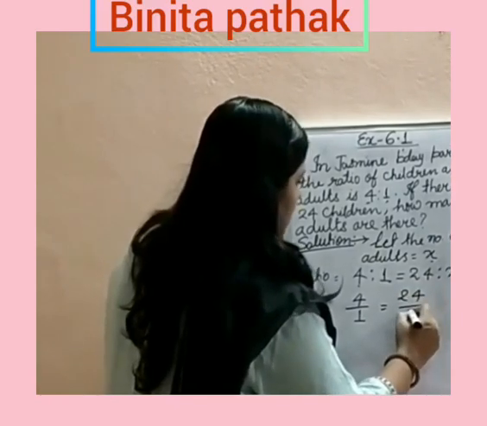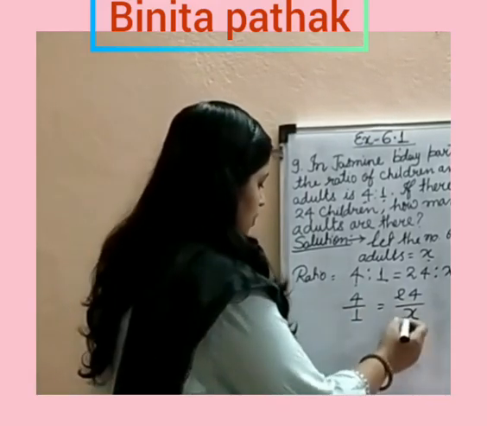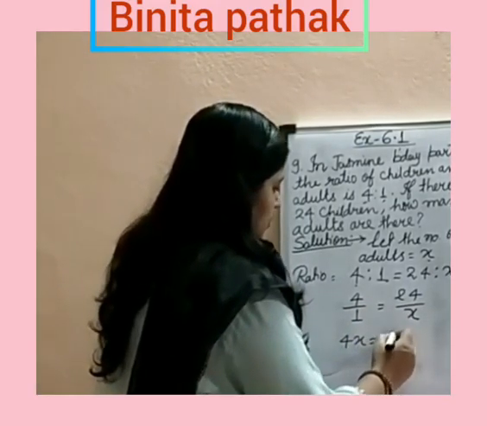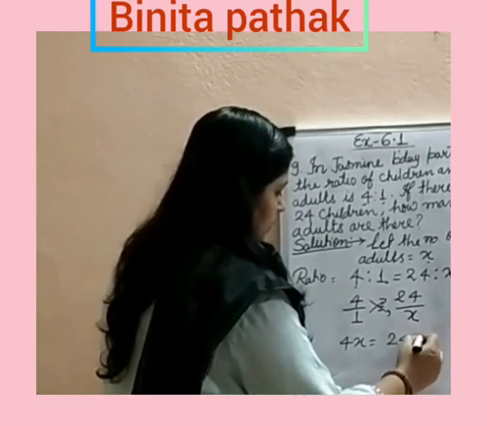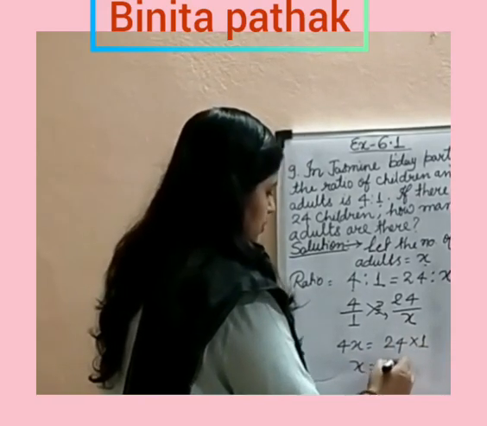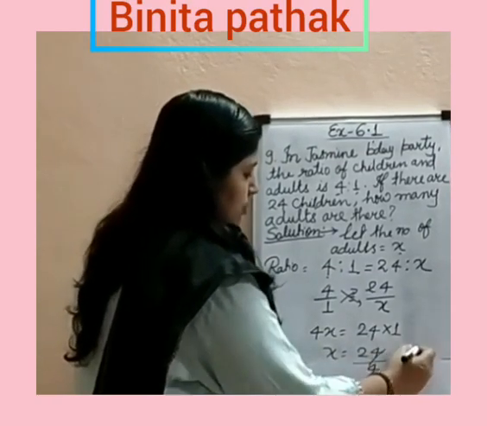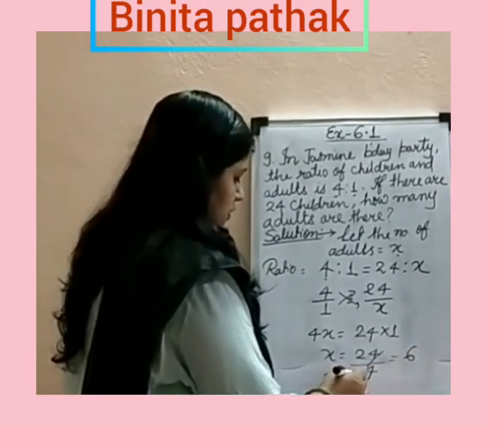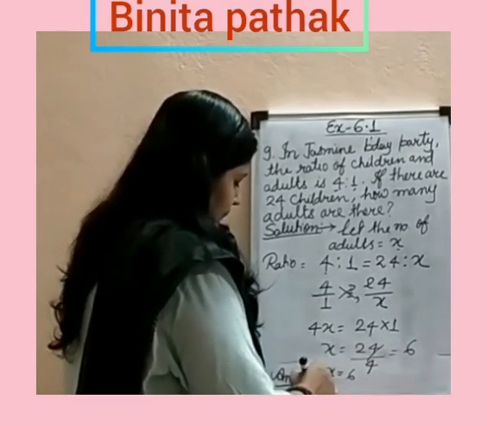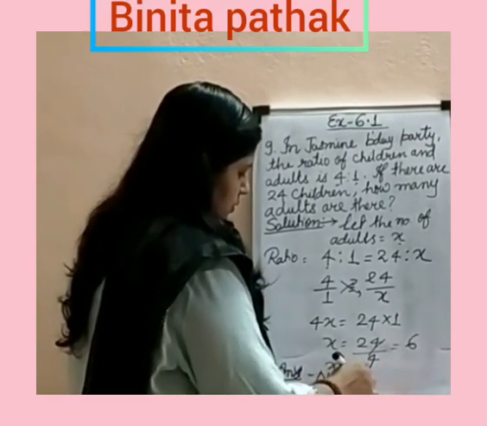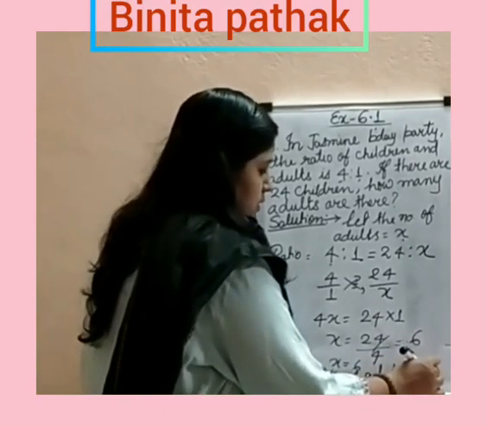24 upon x. Now by doing cross multiplication we will find out the value of x. 4 x equals 24 into 1. Now x equals 24 upon 4. Cancel the number by 4. So x equals 6. It means the answer, the number of adults in the birthday party, is 6.